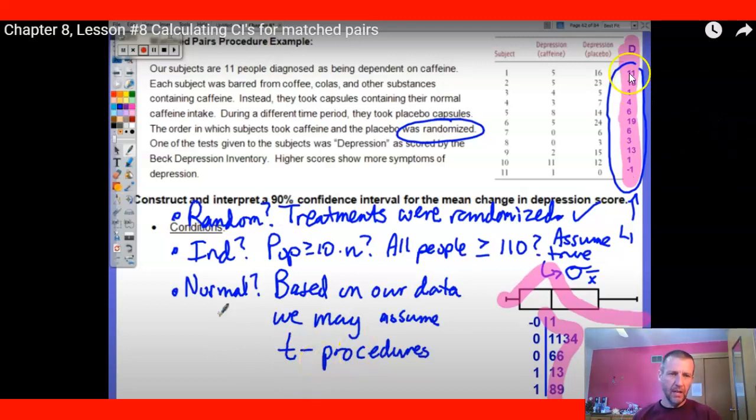Mr. G went ahead and plotted these: -1, 1, 1, 3, 4, 6, 6, 11, 13, 18, and 19. If you look at this, there don't appear to be any crazy outliers. So we say we're going to assume that it's okay to do a T procedure. Frankly, I would have made a number line with these 11 dots on it. Those dots would show that it's not quite symmetric, but not crazy out of line either, so we would go ahead with T procedures.